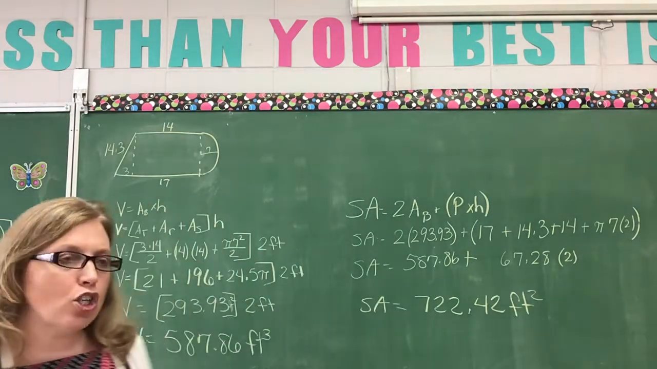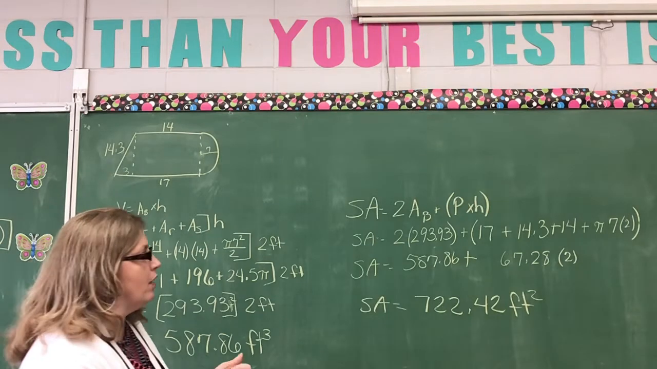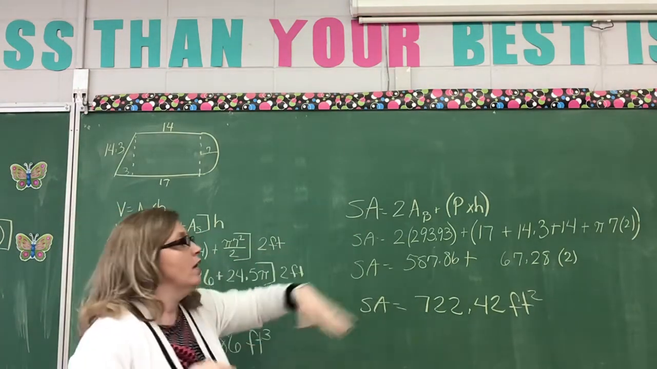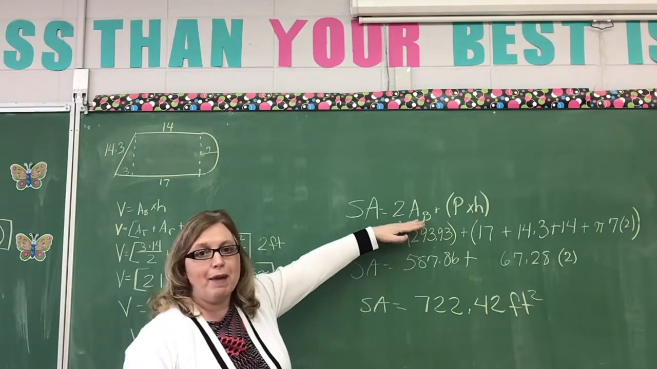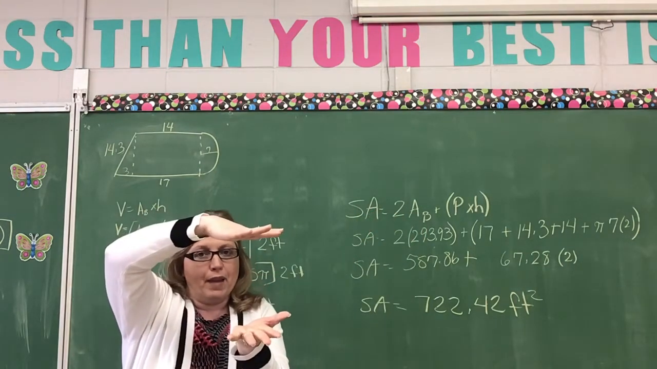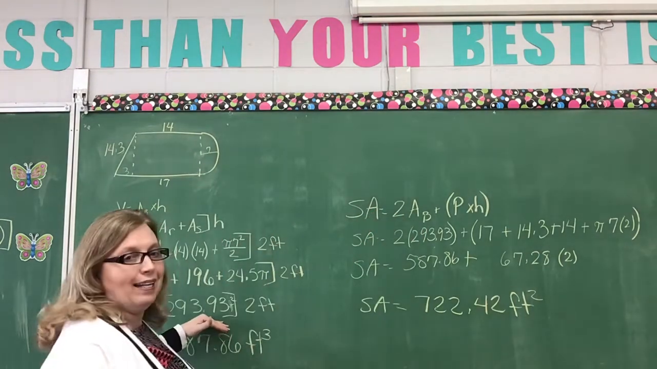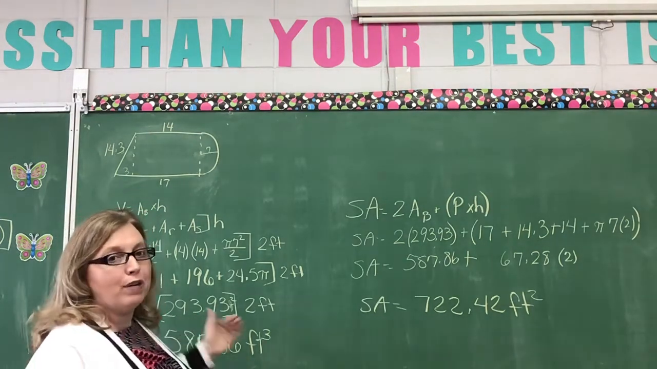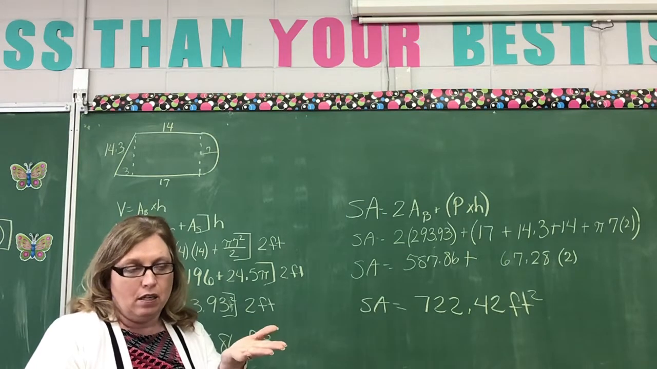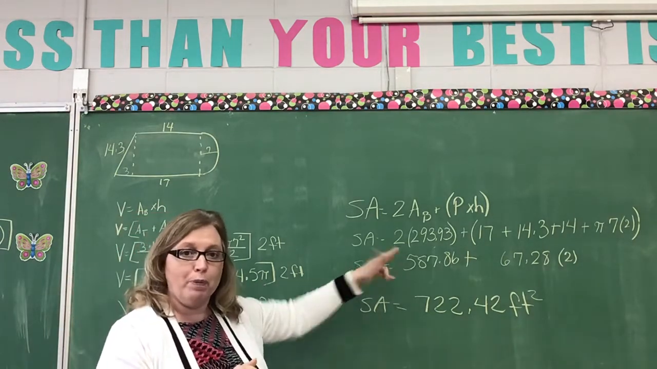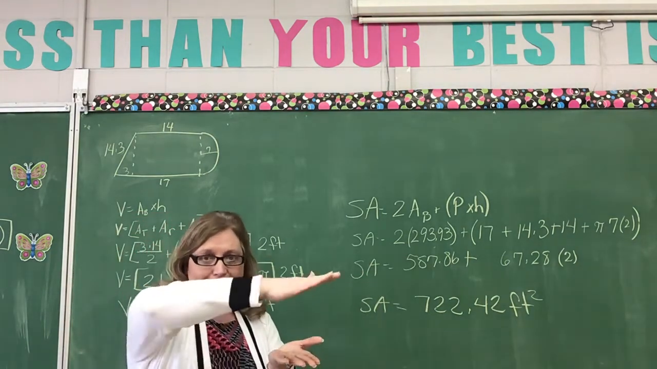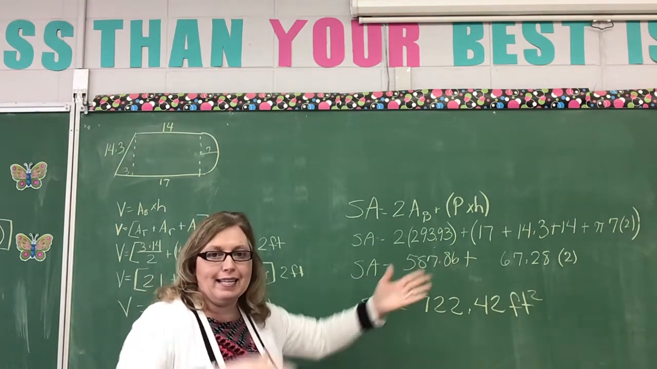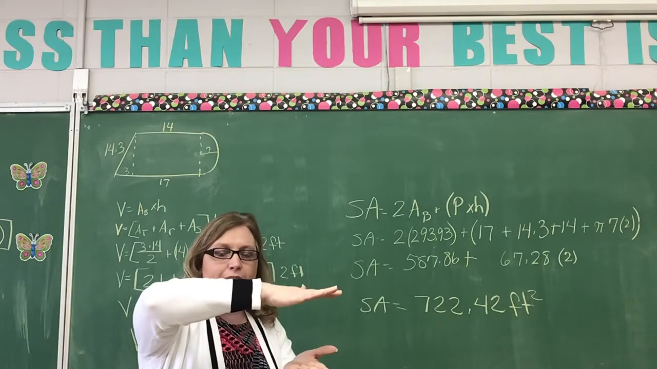Okay, so let's talk about what we did again, now that we've got the numbers up. We're finding the surface area. Surface area means I'm going to cover it all. So I'm going to find the area of the base. That's the top and the bottom. Now, I did that in this problem. That's why I didn't have to work it out. I found out that 293.93 is the area of the base. Now, I had to multiply it by 2 because I had to do the base and the top. Okay, so 587.86 is the area of the top and the bottom.